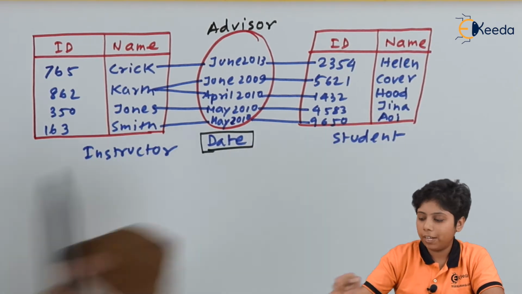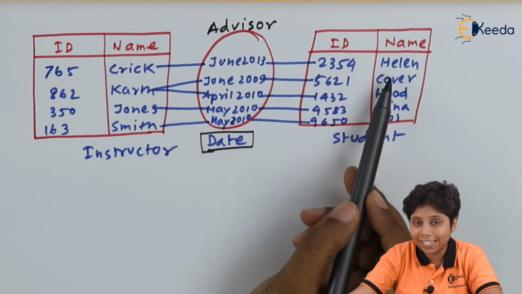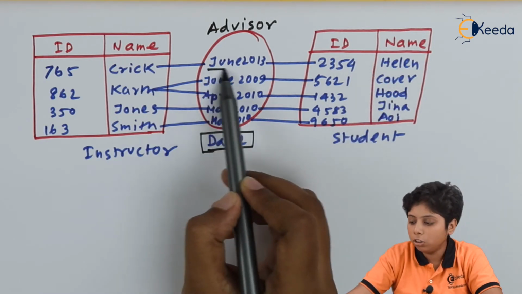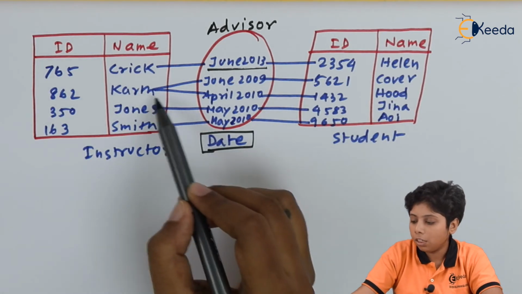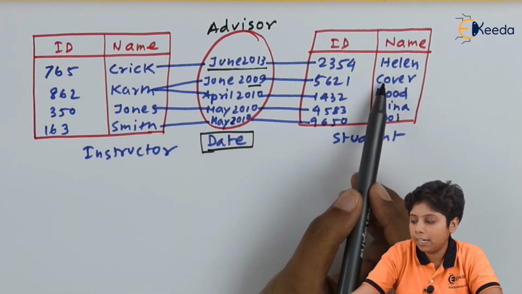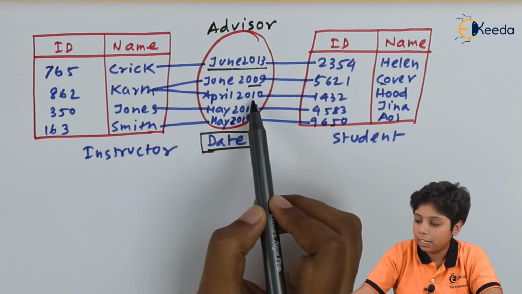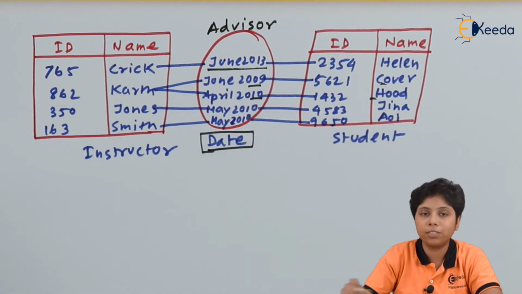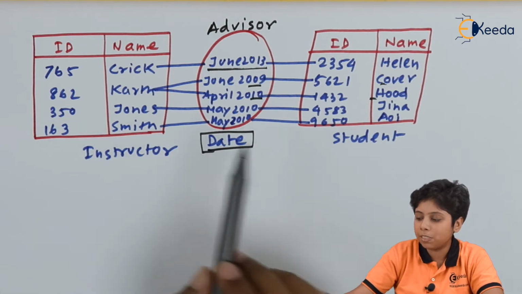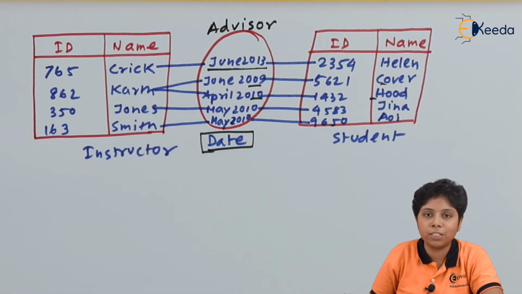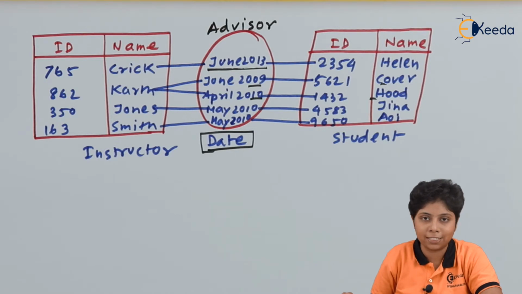Now our relationship advisor is defined over the attribute date. So we can have that Crick has Helen as an advisor on June 2013. Now look at this one. Katz has Levy as advisor on June 2009 and Hood as advisor on April 2010. So we get two relationship instances based on the definition of the relationship advisor, where the date attribute specifies when the instructor became advisor in the different cases.